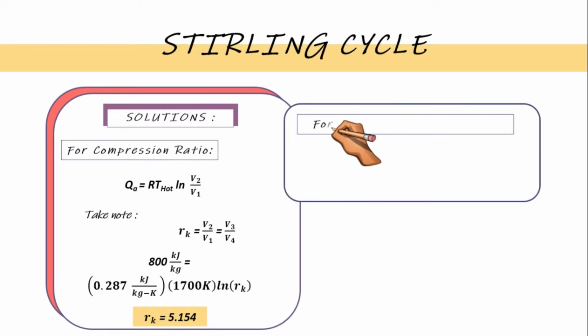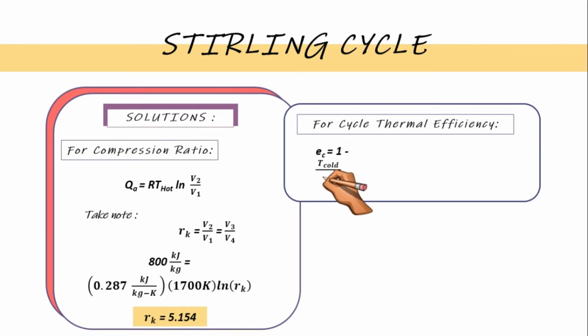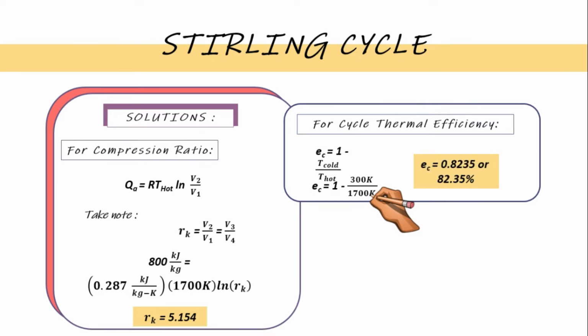Next is the cycle thermal efficiency, or the EC. EC equals 1 minus T cold over T hot. Now, substitute 1 minus 300 over 1700 Kelvin. The answer is 0.8235, or multiply it by 100%, it will be 82.35%.